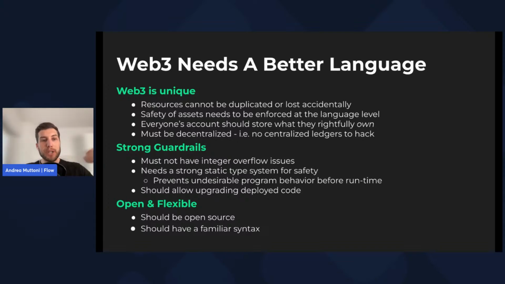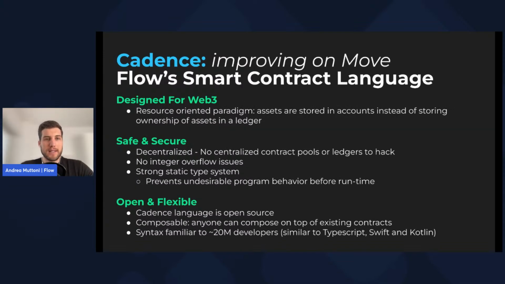Then I would love to have some additional guardrails, like not have any integer overflow issues, having a strong static type system, being able to upgrade deployed code, which we talked about earlier, and of course it should be open source. And it shouldn't be a completely different thing that I'm not used to. It should have a familiar syntax. It should feel like something I already know. And Cadence is super familiar. And so we will talk about Cadence, and I'll show you some snippets so that you can get a feel for it. But suffice to say that Cadence was designed specifically for the reasons I just outlined, right? It was designed for Web3. We're going to look at the resource-oriented paradigm and why that's so important.